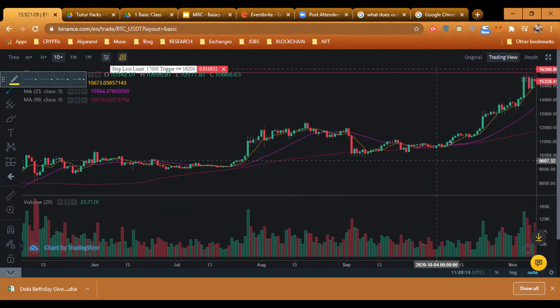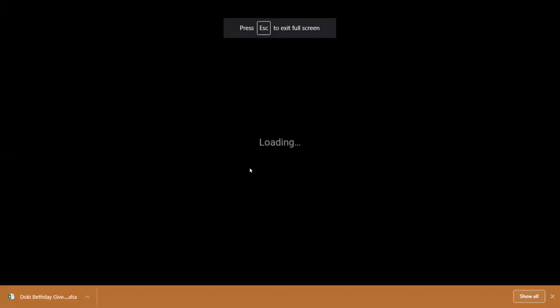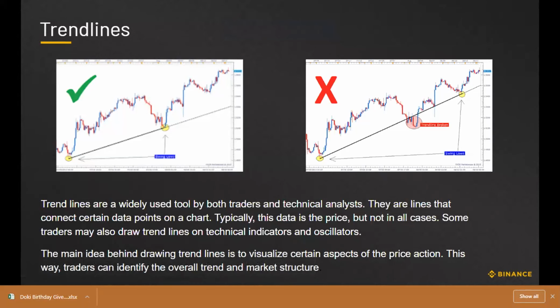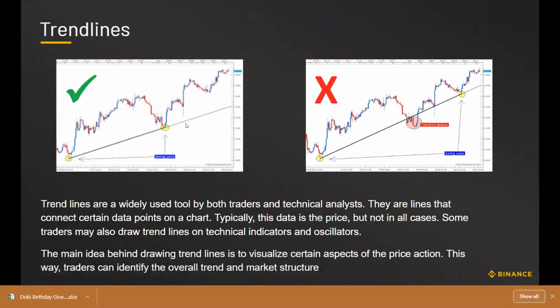Now, if I want to draw a trend line, again, it has to start from a candle, and another candle has to touch it. Remember here, I was explaining that there are lines that connect certain data points. It means that it shouldn't be one data point. Think of data point as a candle. So there are lines that connect certain data points on a chart. Do you get? Typically, this data is the price, but sometimes not in all cases. That's a class for another time.